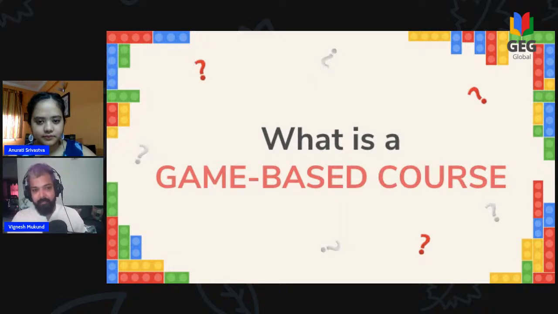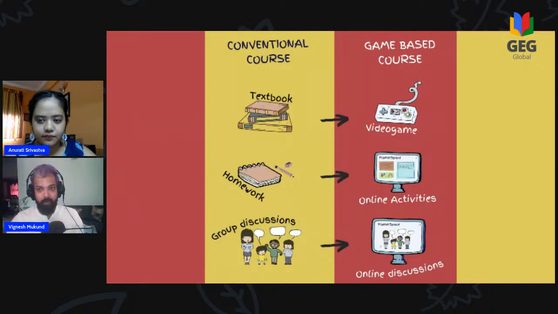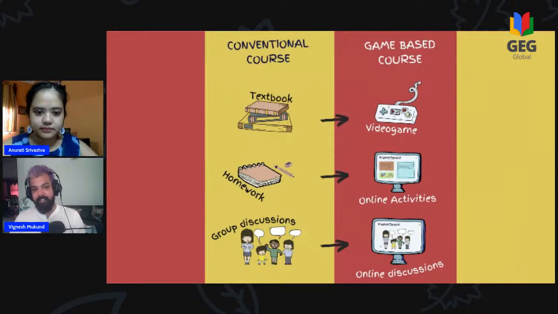Let's look at a comparison with a conventional course. In a conventional course, say you are a teacher of history or sciences, you have a textbook with several chapters in it, and this defines your curriculum for the semester or for the year. You as a teacher might design several classroom and homework activities, and have group discussions within the class to help students learn better. In the game-based course, the video game is your textbook, and all of your activities and discussions are part of the game-based course.